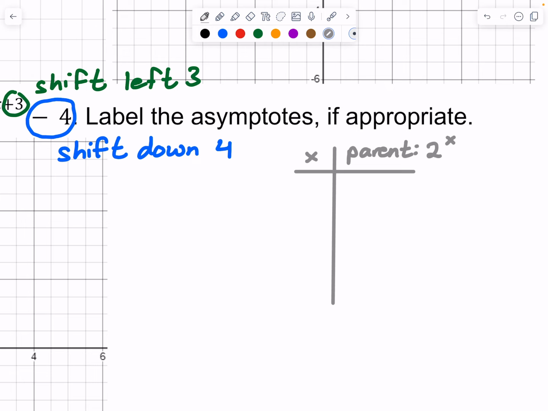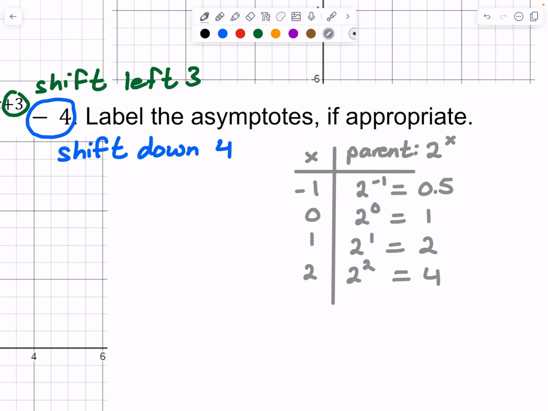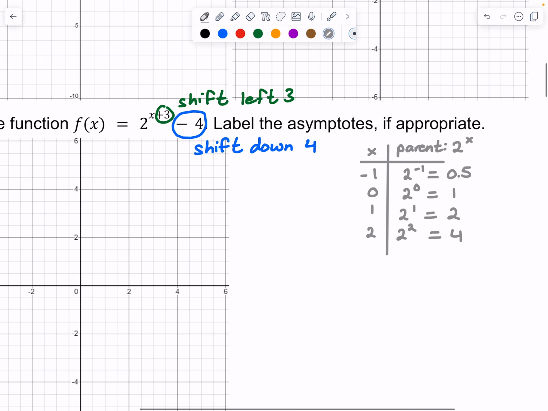So some x values I could plug in. I usually like to do -1, 0, 1, and 2. So if I plug in -1, well, 2 to the -1 is going to be 0.5 or 1/2. Then we've got 2 to the 0, which is just 1. We've got 2 to the 1, which is 2. And then 2 to the 2, which is 4. And that should be enough for me to graph my parent function.